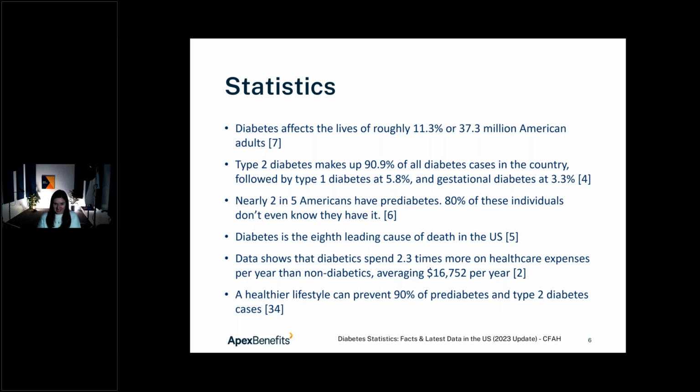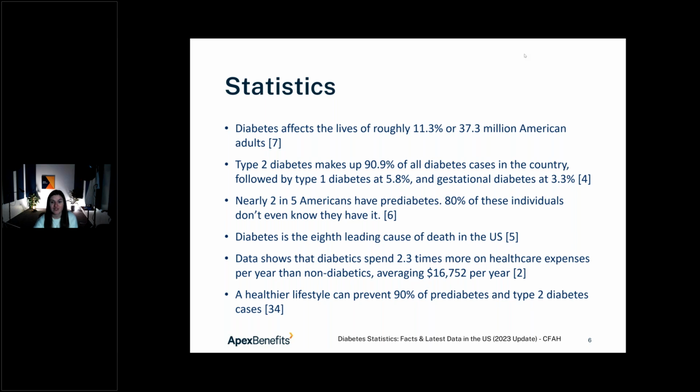What are the stats? Let's talk about the stats and why this, again, conversation is being had. So diabetes affects roughly 11.3% of Americans today. That number is expected to rise to almost 20%. So 1 in 5 US adults having diabetes at some point in their lives. Type 2 diabetes is by far the most common diabetes. It makes up 90.9% of all diabetes in the country. That's followed by type 1 diabetes, just shy of 6%.